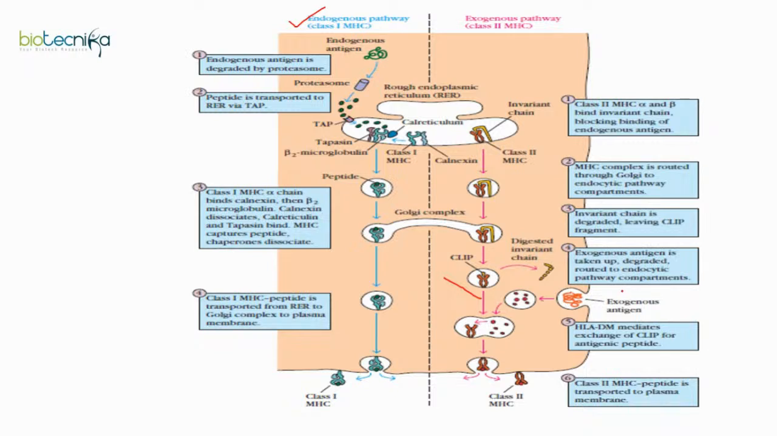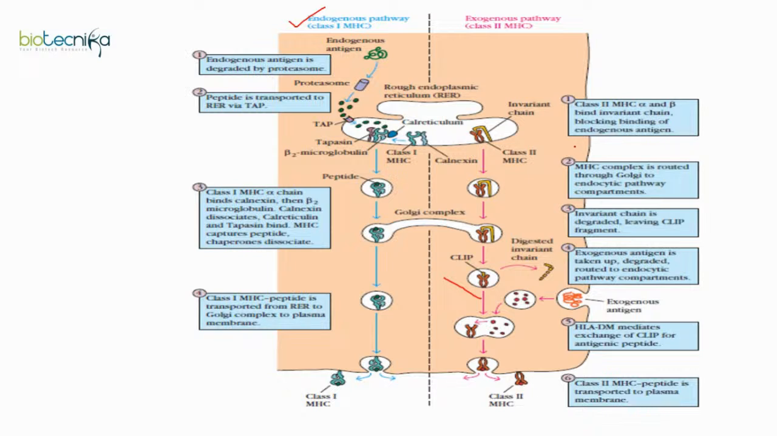Now what happens? Your exogenous antigen is taken up through the endocytic pathway, and these vesicles fuse. When they fuse, then this exogenous antigen, which by this time has been degraded, gets loaded on the MHC class 2 molecule, and then it is presented outside.